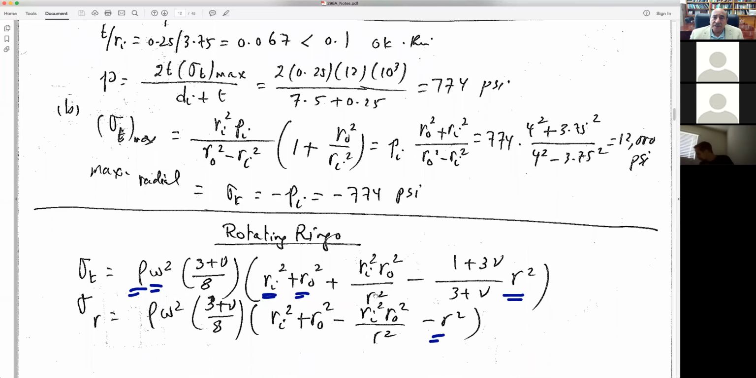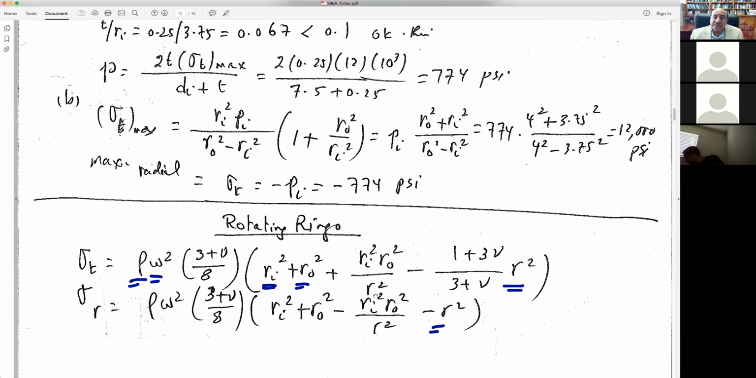Then we have other axially symmetric systems. The pressure vessel is axially symmetric. The rotating rings or rotating flywheels are also an axially symmetric system, but it has a body force. And the body force is the density times omega squared, so it depends on the angular speed. And we have a formula.